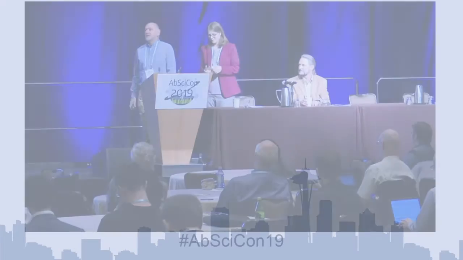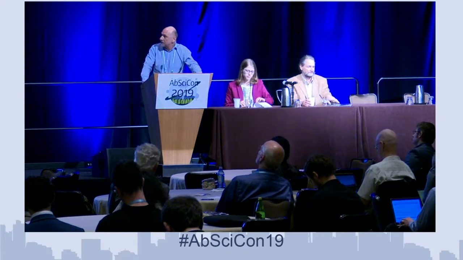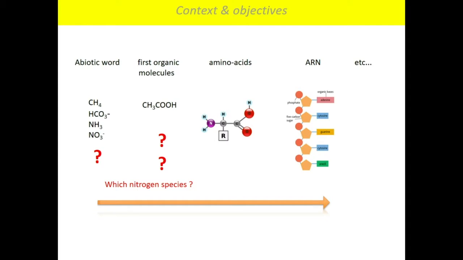I will introduce mixed field observations and experimental measurements in the field of prebiotic chemistry. From the increasing complexity from the abiotic world toward biochemistry, a critical step is the formation of chemical bonds between nitrogen and carbon. In the absence of enzymatic catalysis on early planets, this reaction occurs with difficulty.